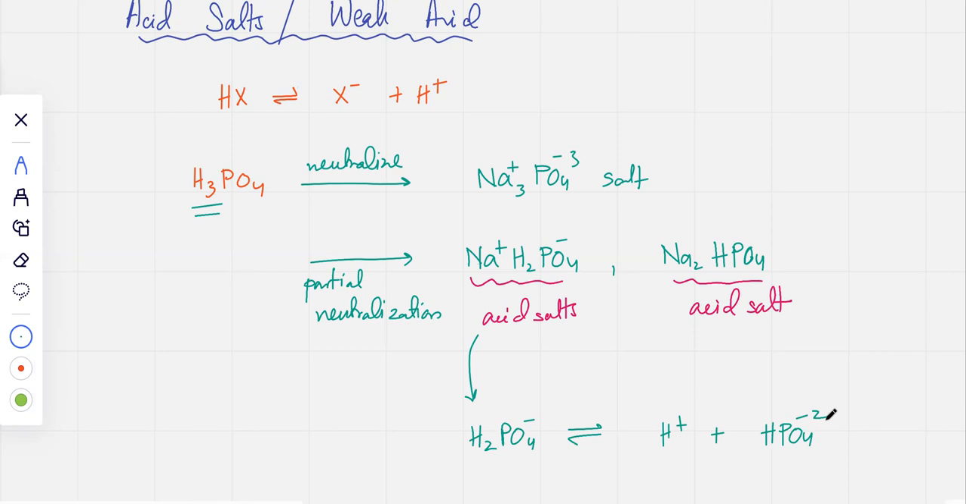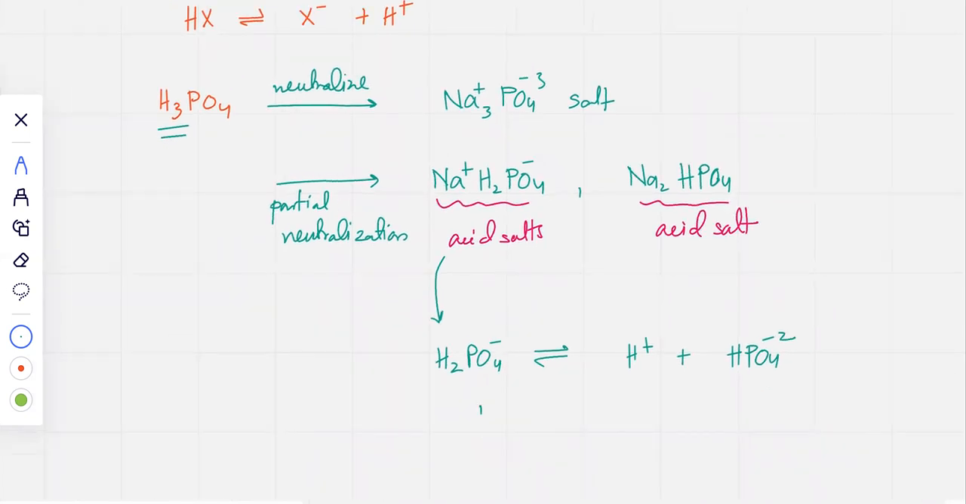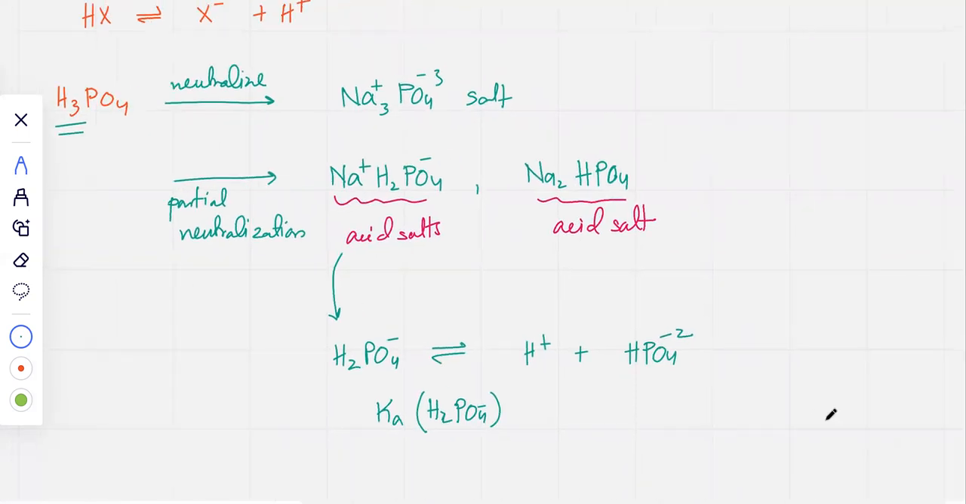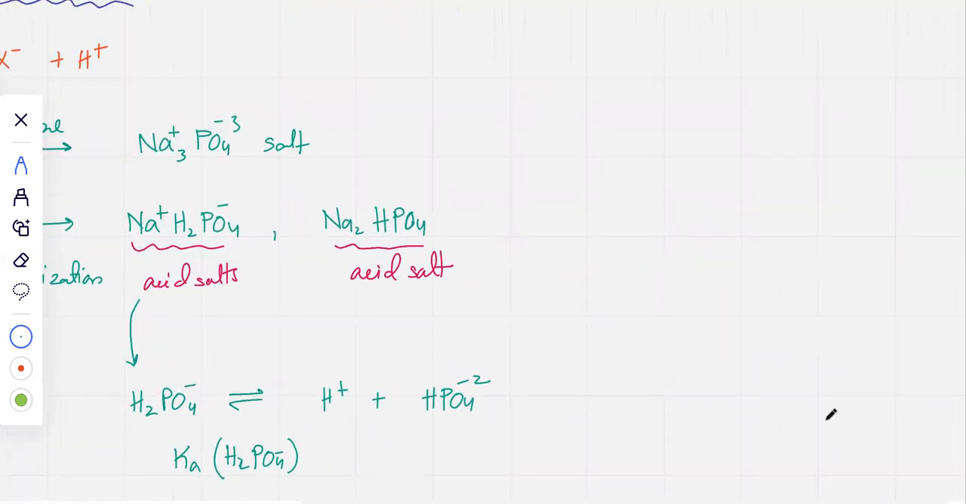It would dissociate and it will have a K value as well, and it's going to have a K expression as well. So the H2PO4 minus 1 would be behaving as a weak acid. Is this clear? And similarly, this one as well. It's got this HPO4 minus 1 ion, and it would be capable of releasing an H plus 1 ion.